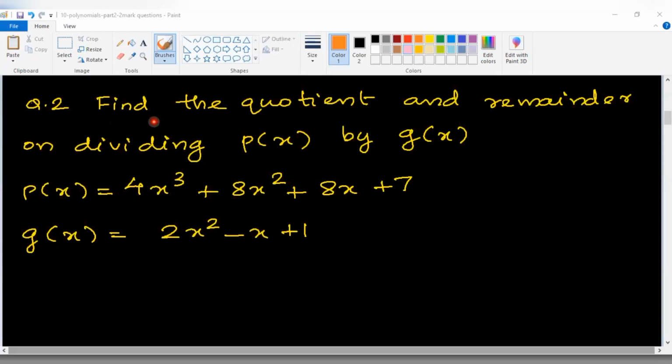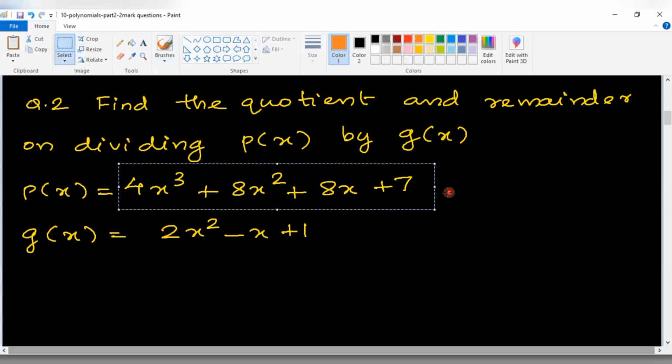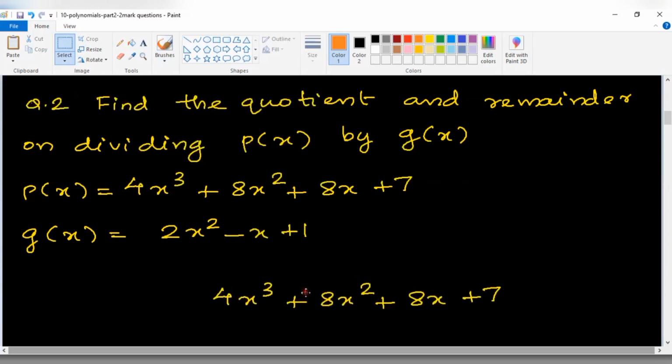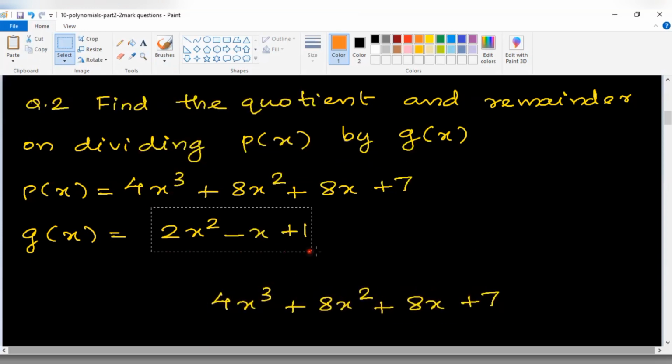This is our second question. Find the quotient and remainder on dividing p of x by g of x. P of x is given here and g of x is also given here. So actually we have to divide. Okay, so let us take p of x as such. We have to divide this by g of x.